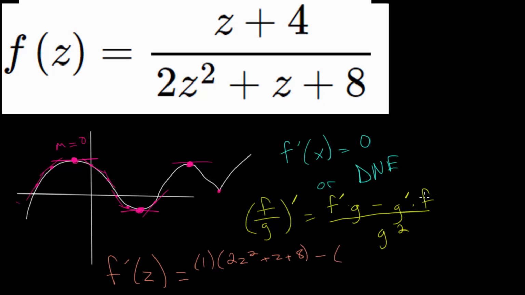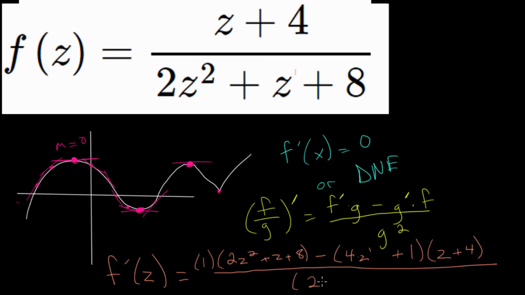Then we subtract the derivative of the denominator function. We use the power rule, bring the 2 down in front. 2 times 2 is 4, and we subtract that exponent by 1. For the next term, it's to the first power, so we bring down the 1 in front and multiply by z to the 0, which is 1. And the derivative of a constant is 0. Then we multiply all of this by the numerator function, z plus 4, and divide everything by the denominator function squared. We have 2z squared plus z plus 8, and then all of that squared.